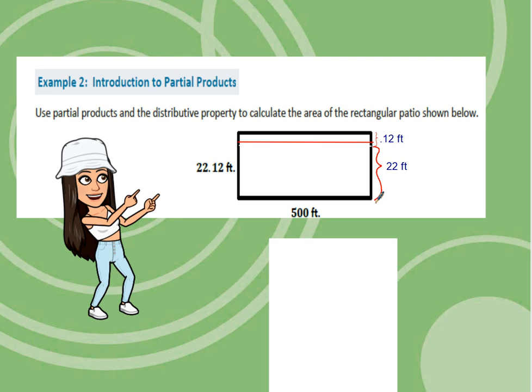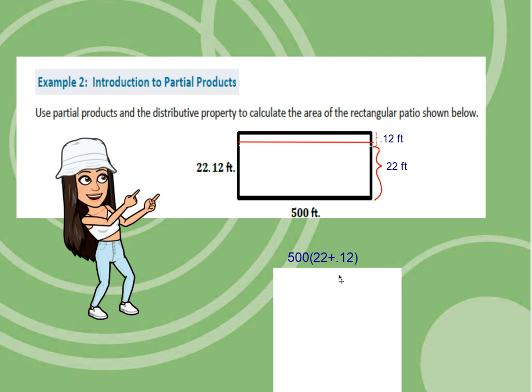By doing that, I now can multiply using the distributive. So what I'm going to do is I would write it as 500 times 22. Where am I getting that? Well, I'm getting it right here. 500 times 22, and that's going to tell me the area of this right in the middle. Okay, it's going to tell me what that is.